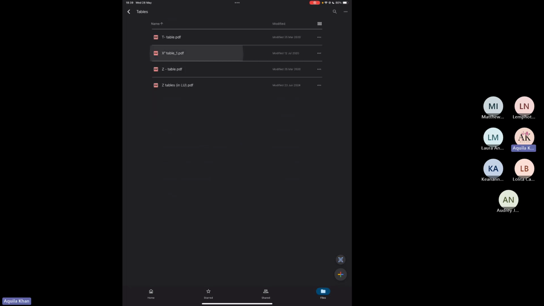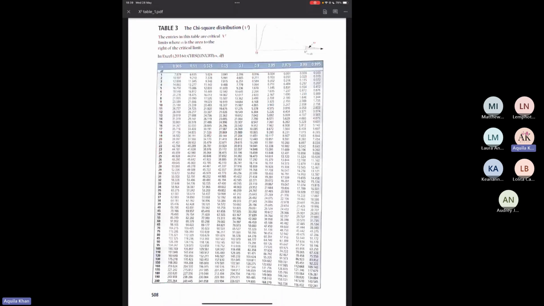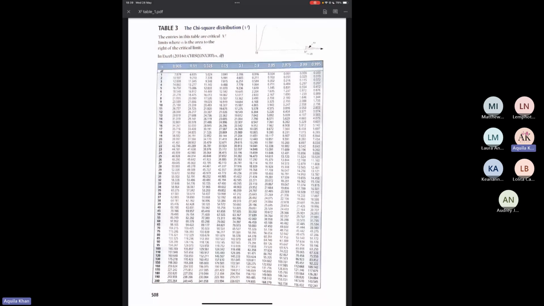Tables. So here is your table 3. Table 3 is going to be included in your formula sheet. There are always going to be 3 tables in your formula sheet, table 1, 2, and 3. You only need table 3 for your chi-square distributions. It's literally called the chi-square distribution, as you can see at the top.